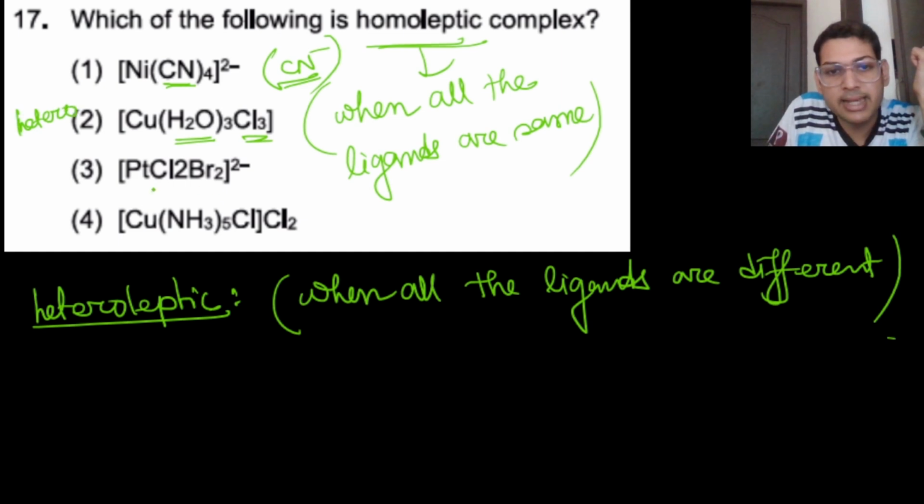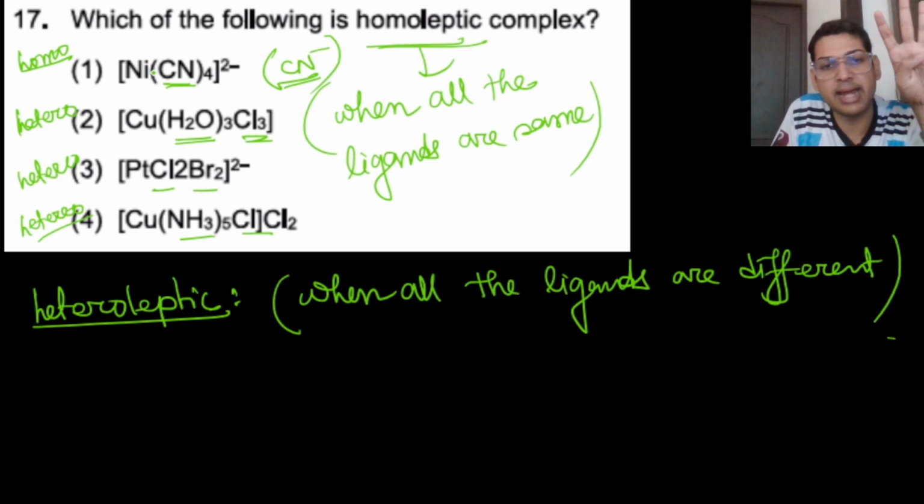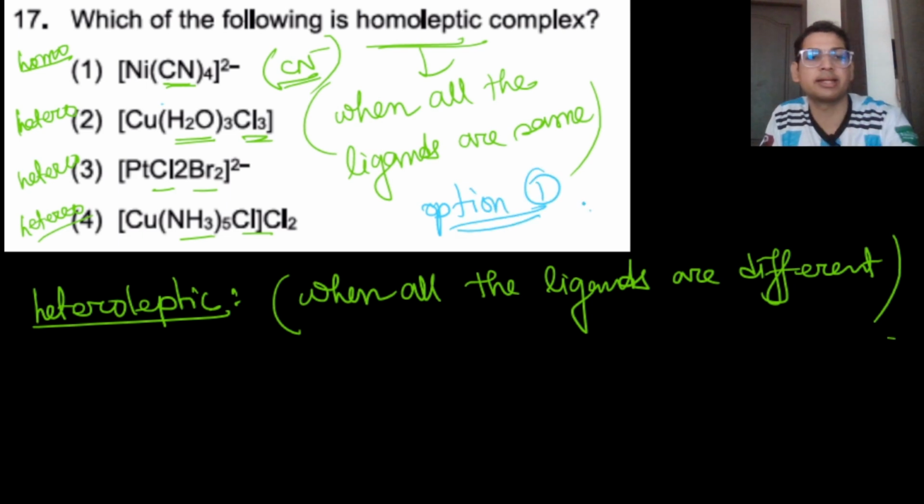Okay. Cl2Br2, two types of ligand. Heteroleptic. NH3Cl, two types of ligand. Heteroleptic. Sir, which is homoleptic? Homoleptic is the first one, because four ligands, all are same. So option number 1 will be your answer here.